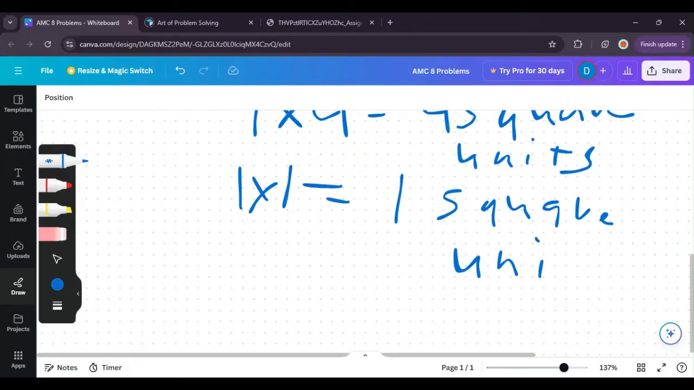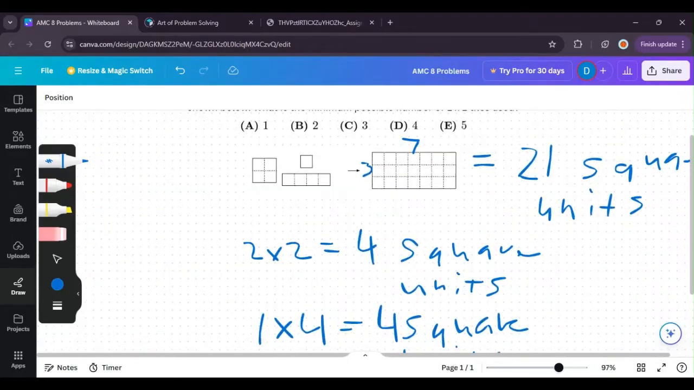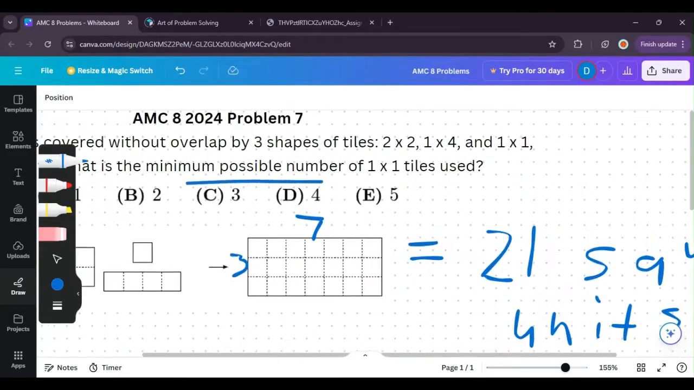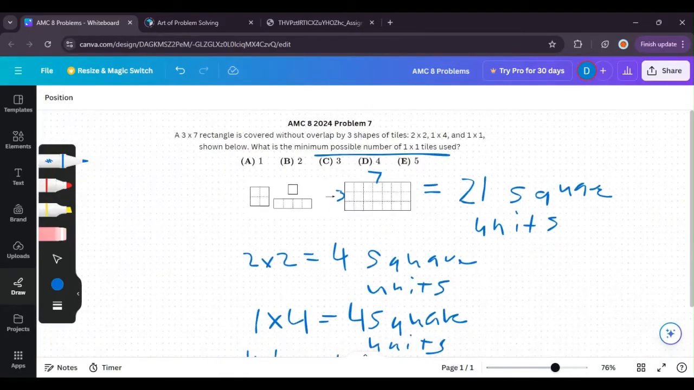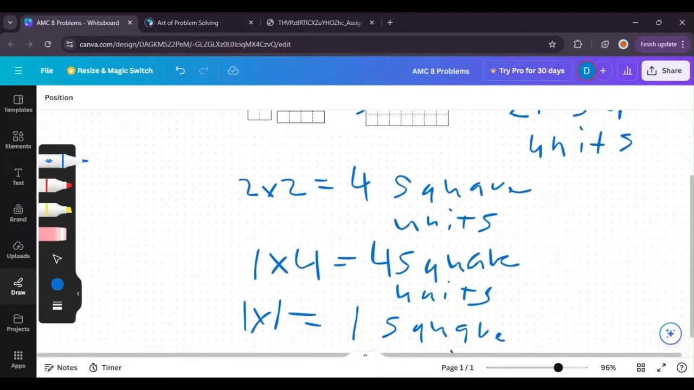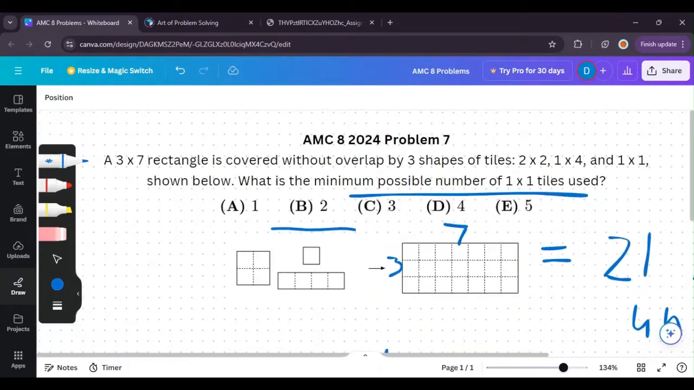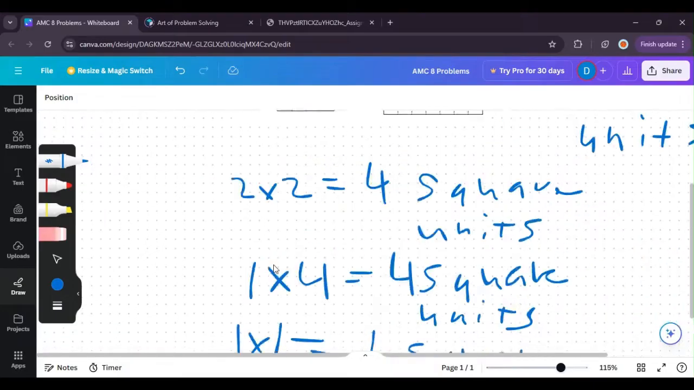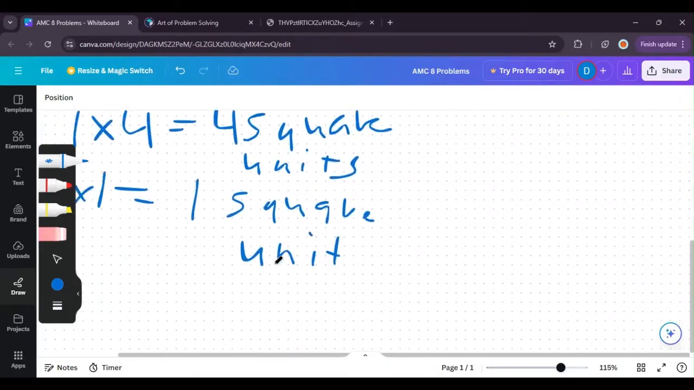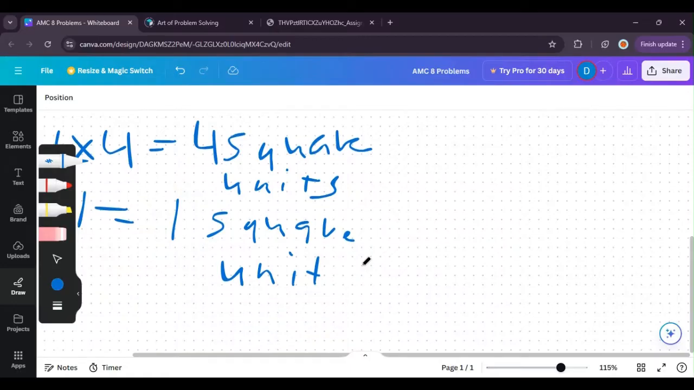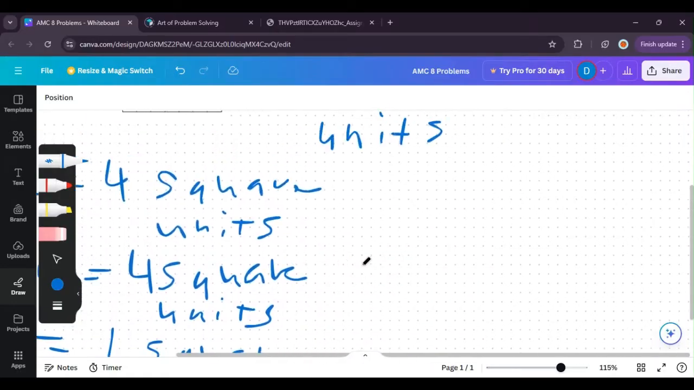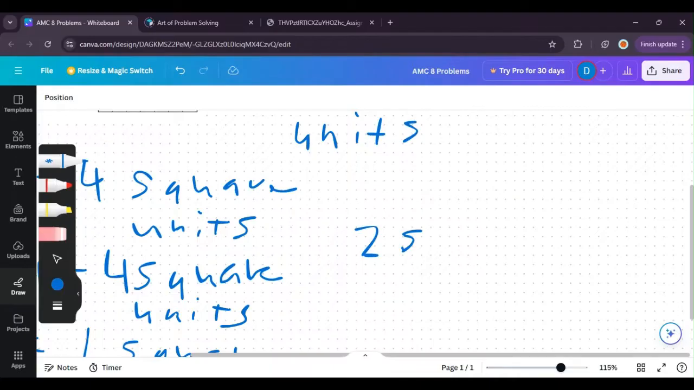So with that, we can eliminate some of the answer choices because it asks what is the minimum possible value of 1 by 1 tiles used. So let's just say we use 2 1 by 1 tiles. Each tile covers 1 square unit, so we know that if we have 2, it covers 2 square units.